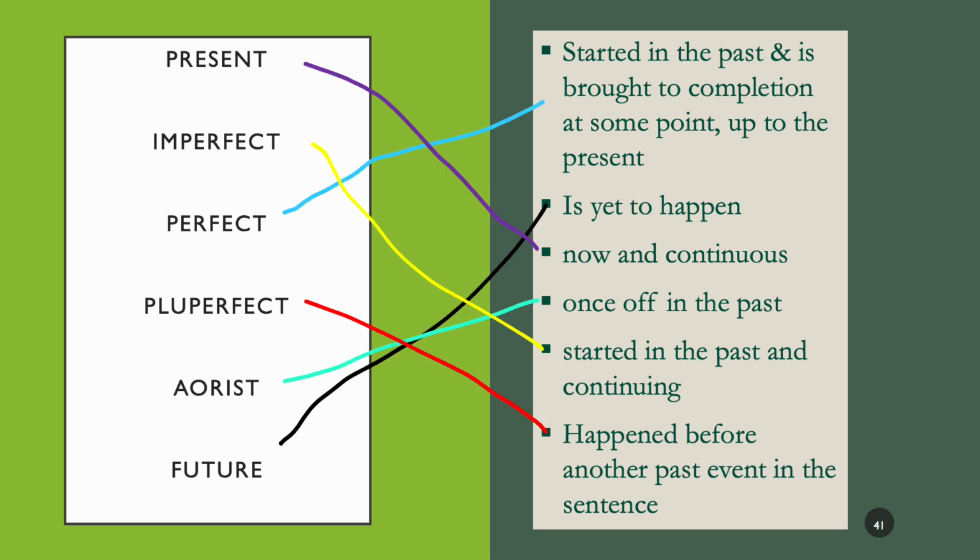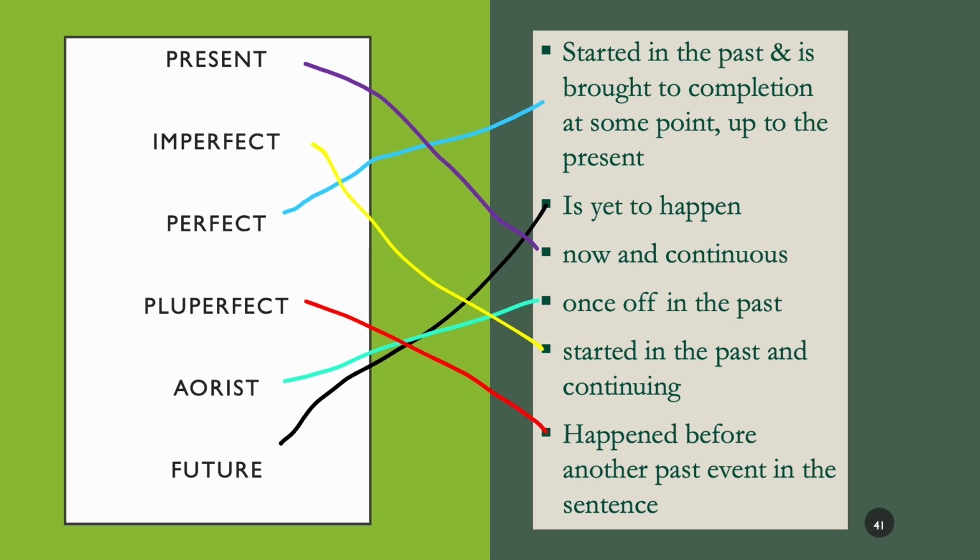And well done if you got them. So the first one, started in the past and brought to completion, is perfect. It's being completed. Yet to happen, of course, is the future. The now and continuous one is the present tense. Normally, if something is in the present tense, it's going to be ongoing. If it's meant to be a once-off action in the present tense, the aorist will be used. A once-off event in the past will be the aorist.